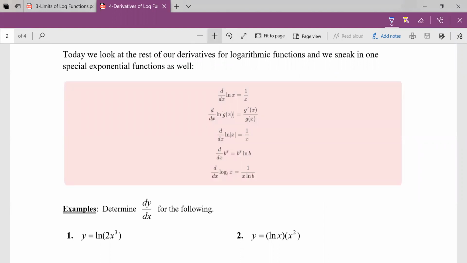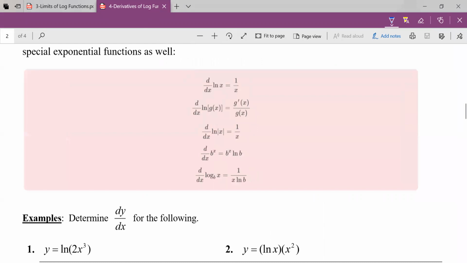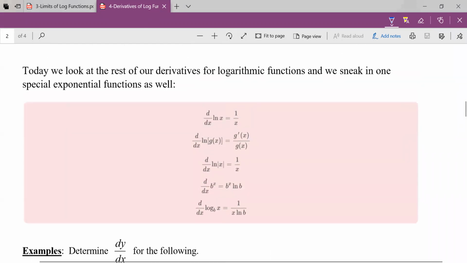Now, what I've done here is I've taken a screenshot from our content online, and this is what's on your formula sheet. These are the derivatives we're going to take today. I'm not going to derive them for you, but here they are. A couple of really important things: we're going to take the derivative of natural log x. The derivative of natural log x is 1 over x. So it's a nice, easy derivative. That's why we like it so much.